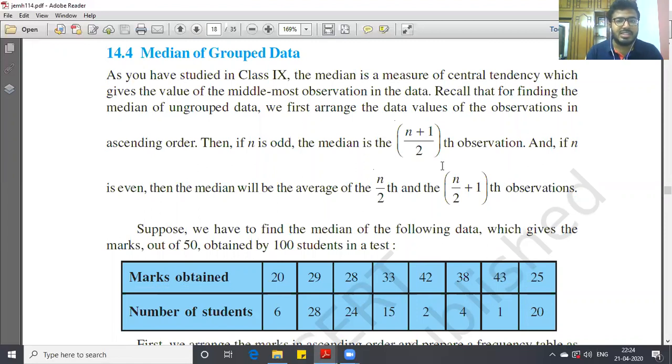So we'll be discussing in the next session the mode, missing frequency in the mode, and also about the median. Okay, how to find the median and all those things. Okay, so I want you to revise the ninth standard portion once again and be prepared for that. Okay, thank you.